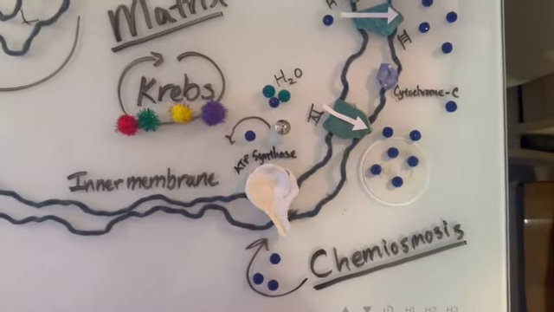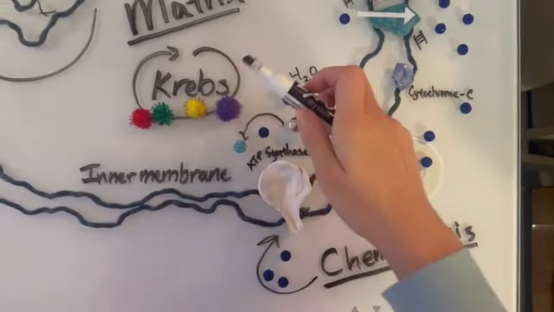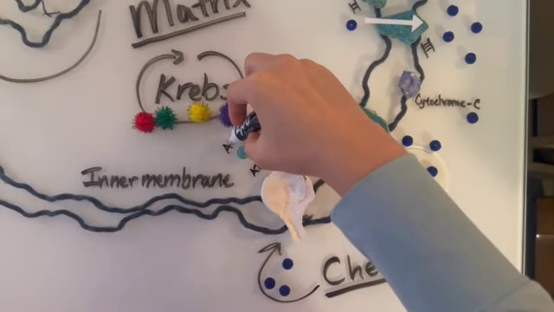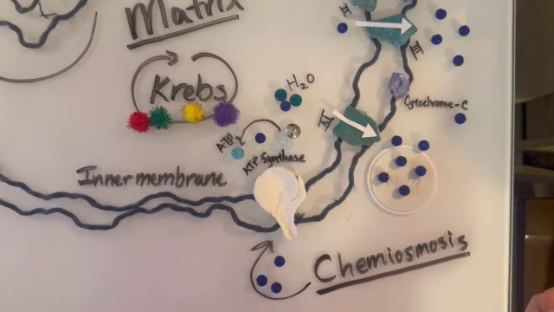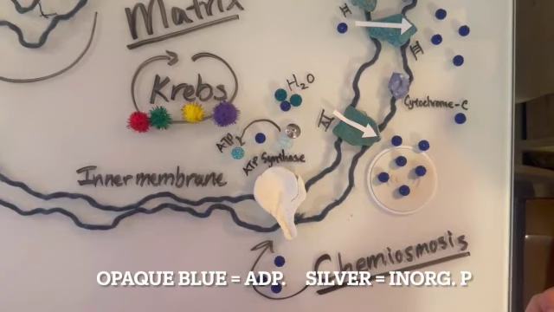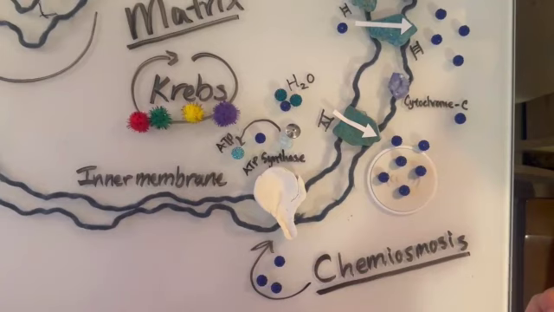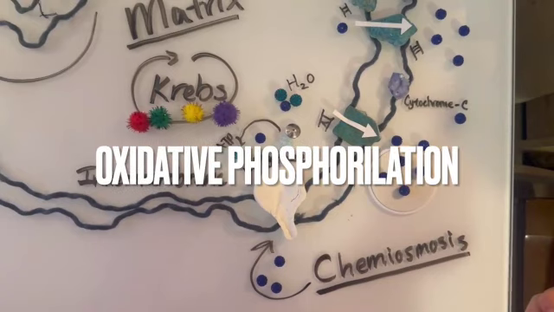As protons pass through the ATP synthase, the enzyme will rotate, which produces mechanical energy that changes the shape of the active site on ATP synthase, enabling the enzyme to catalyze the conversion of ADP and inorganic phosphate into ATP. This is called phosphorylation, the process that is responsible for the bulk of ATP production during cellular respiration, and the whole ETC process is called oxidative phosphorylation.